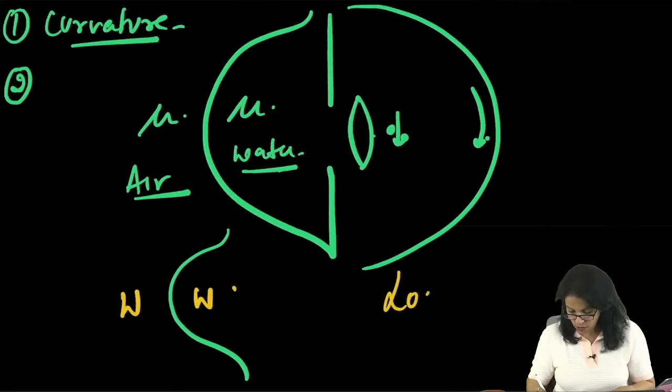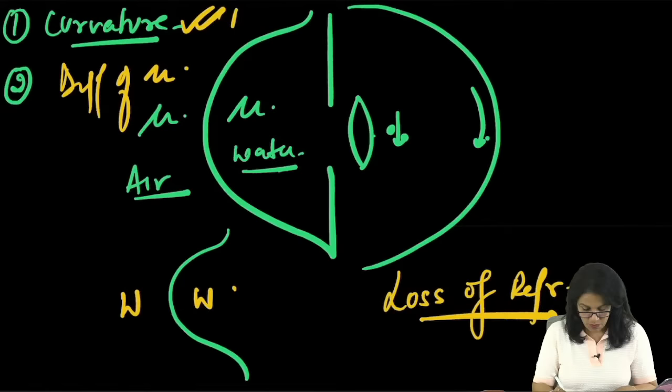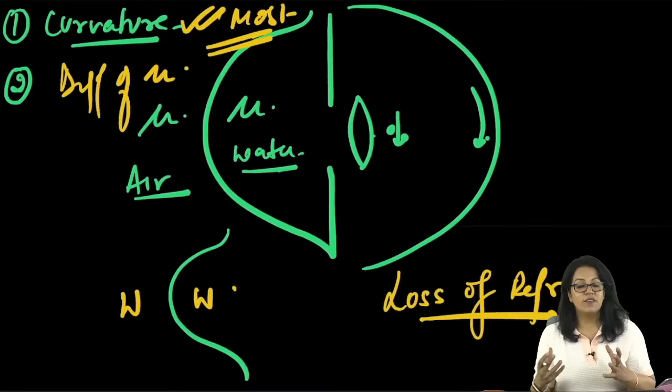Okay, so what did we learn? Main factor curvature, second factor difference of refractive index. Most important, they will ask about curvature, but both are contributing to refraction at the core. When you are underwater, there is no difference, there is loss. Okay?